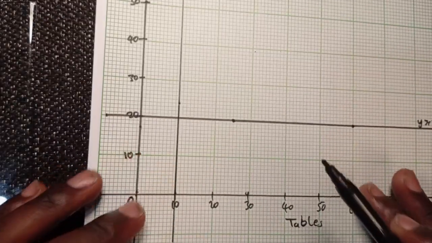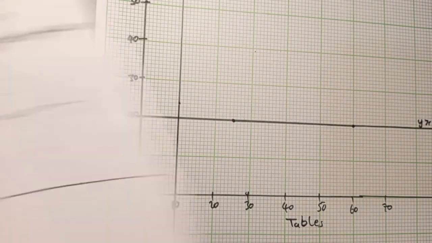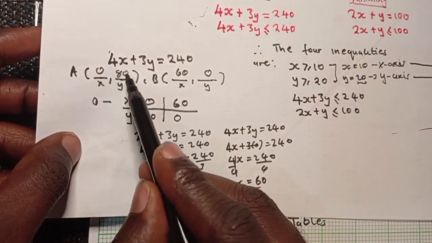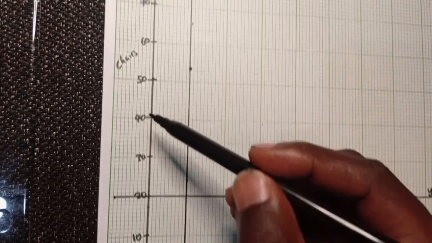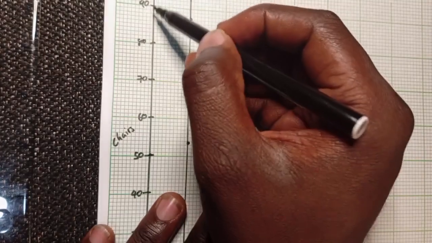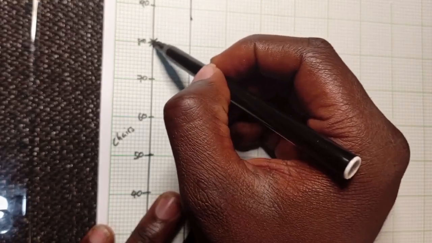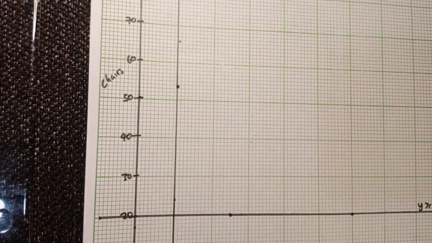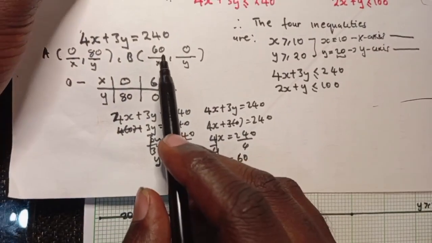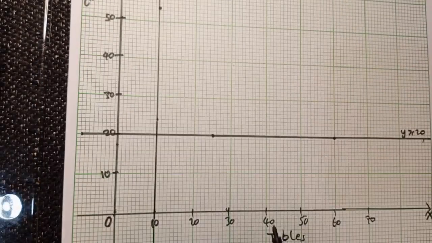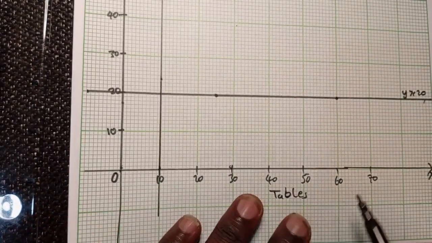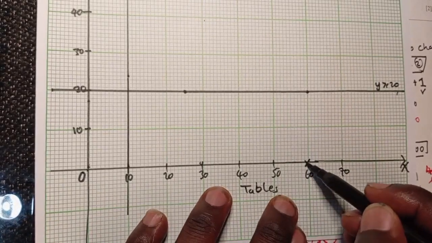Okay, so 0, 80 meaning the y is 80. X is 0, so x being 0, it's here. X is 0 here, but your y is 80. So you go on 80. 80 happens to be here. Okay, so this is the first point A. Okay, and then you go to the next point. Okay, 60, 0. So 60 is x, but y is 0, and y being 0, it's in this line. So x is equal to 60. So it's here. Okay, it's there.